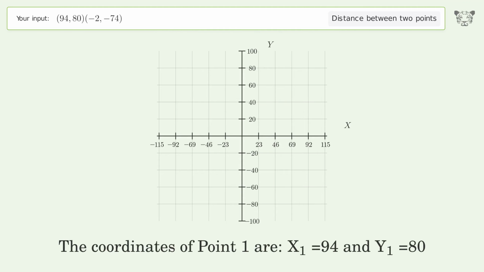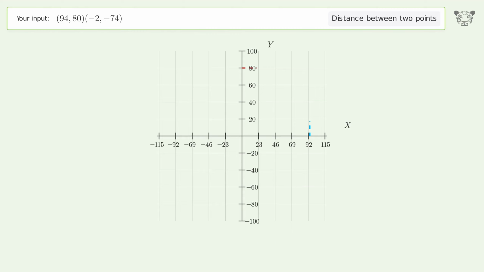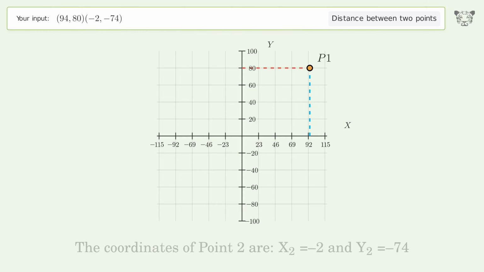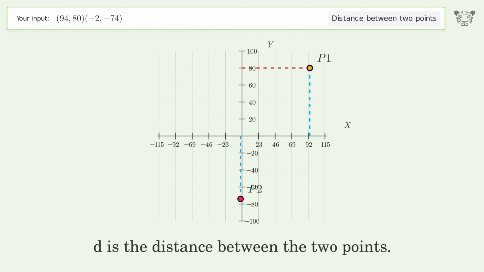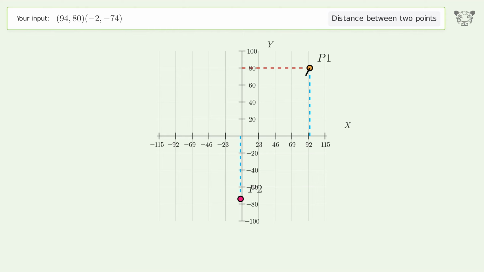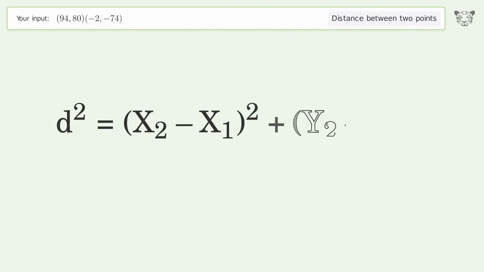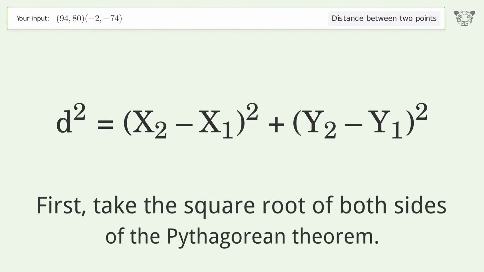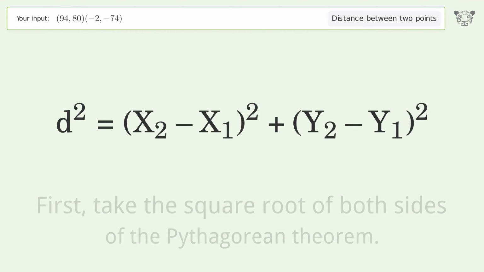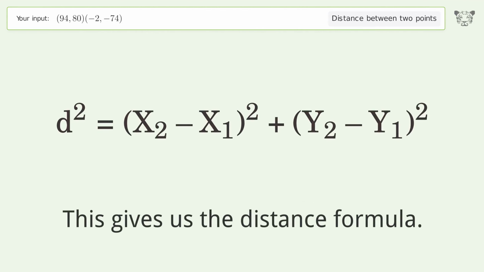The coordinates of point 1 are x1 equals 94 and y1 equals 80. The coordinates of point 2 are x2 equals -2 and y2 equals -74. D is the distance between the 2 points. First, take the square root of both sides of the Pythagorean theorem. This gives us the distance formula.